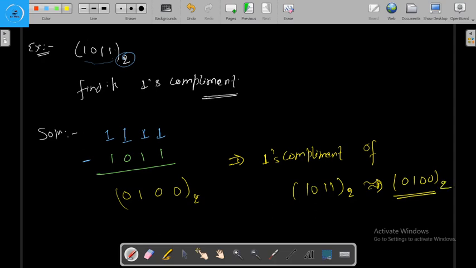There is a short trick to find this in the binary case. The given number is 1011. For finding the 1's complement, just put the opposite of each digit. So 1 is converted to 0, 0 is converted to 1, 1 is converted to 0, and 1 is converted to 0. This is our given number, and this is our 1's complement.